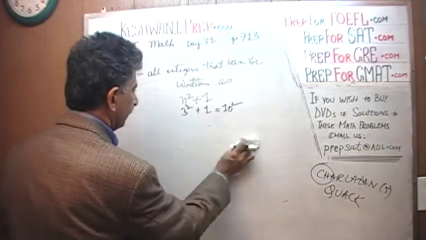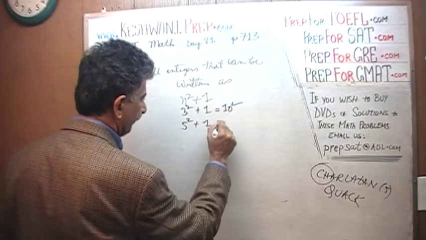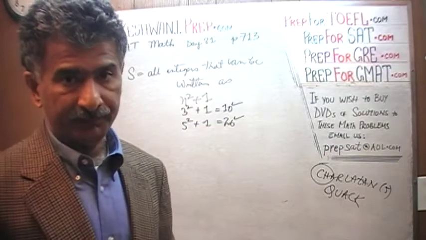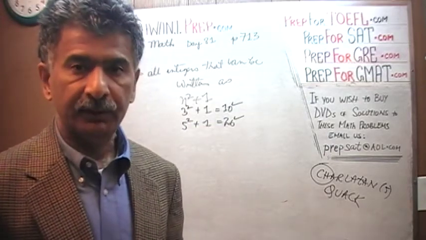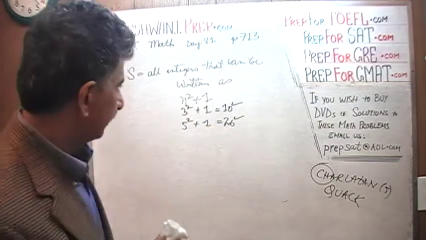What about 26? 26 can be written as 5 squared plus 1. 26 will belong to this set, but 25 will not. Our job is to go through all the answer choices, there are 5 of them obviously, and find one number that does belong to this set. Let's start then.